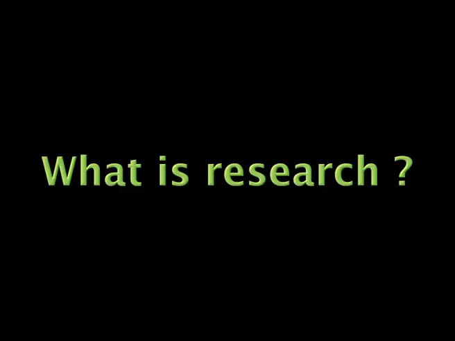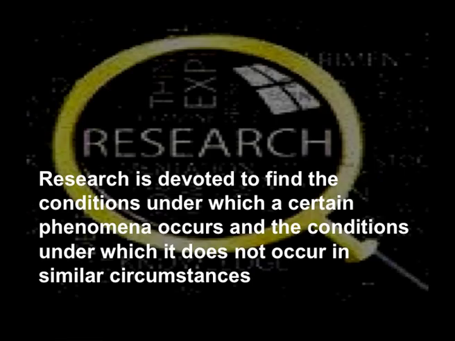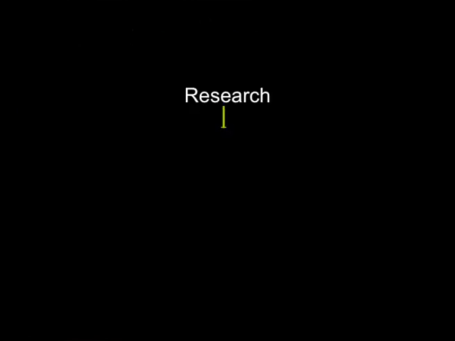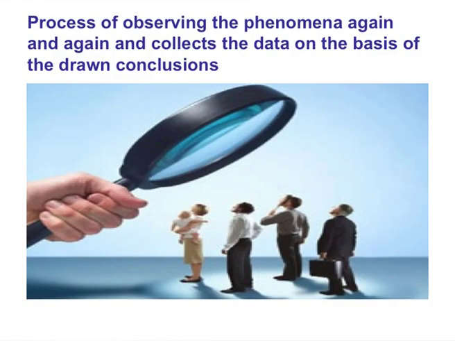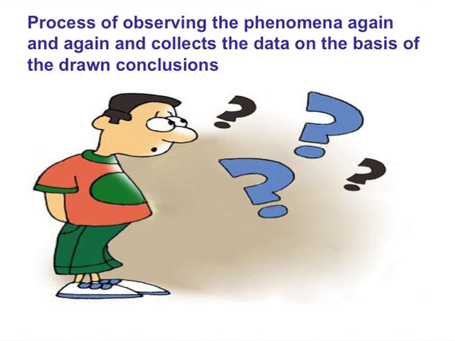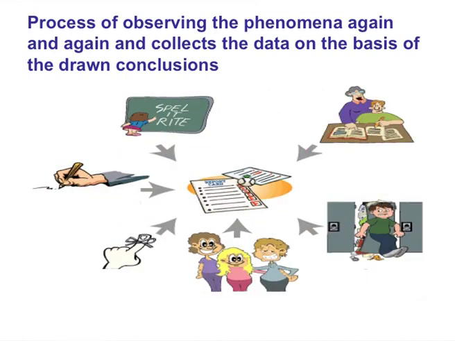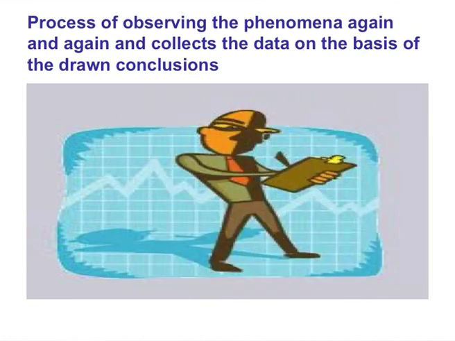Meaning of research. What is research? Research is devoted to finding the conditions under which a certain phenomenon occurs and the conditions under which it does not occur in similar circumstances. The term research is composed of two syllables, re plus search. Re means again and again and search means to find out something new. Together they form a noun describing a careful, systematic, patient study and investigation in some field of knowledge undertaken to establish facts or principles. Thus, research is a process in which a person observes the phenomena again and again and collects the data on the basis of which he draws some conclusions.